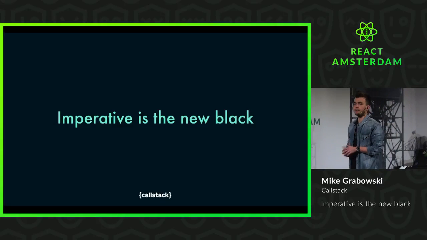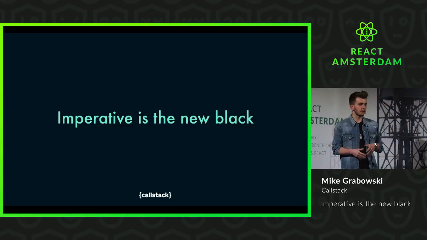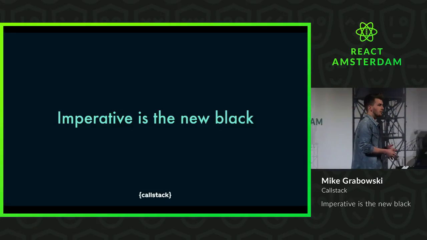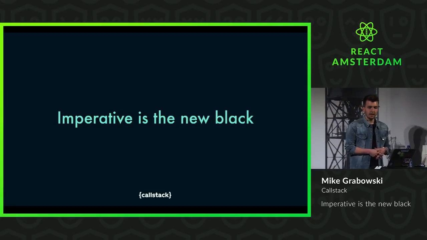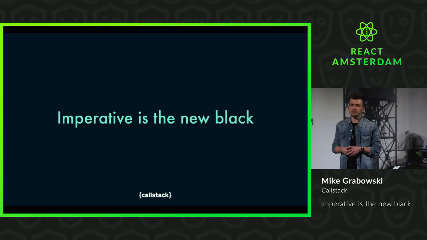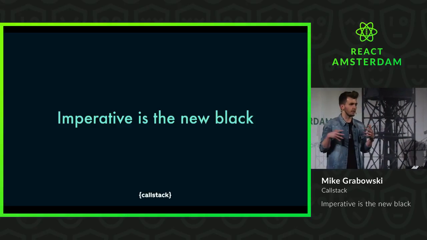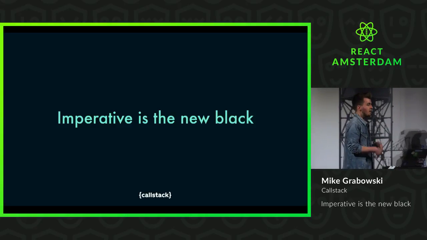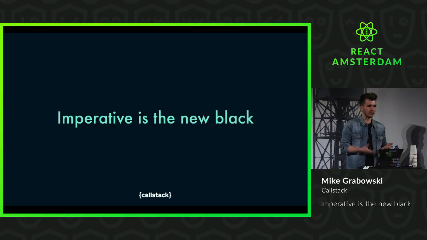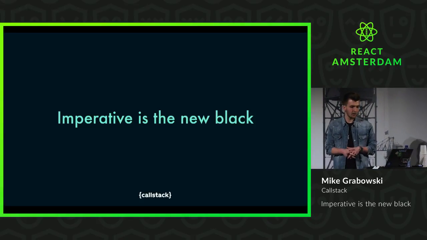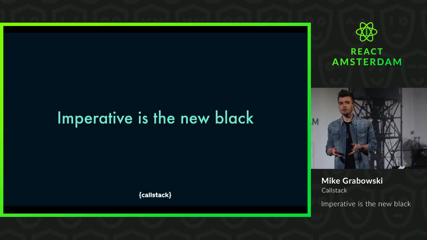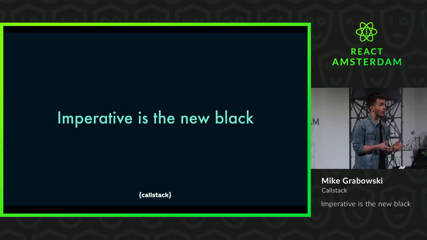So back to the title. From Urban Dictionary, the new black is something cool, a new trend to follow. It's coming from the fashion industry because black is always in fashion. So if something is the new black, it's naturally going to be the cool thing. But imperative programming is not a new thing, right? It has been around for a while.